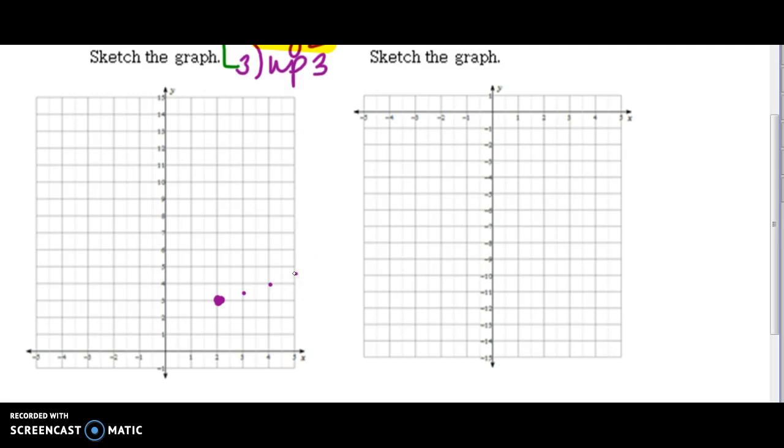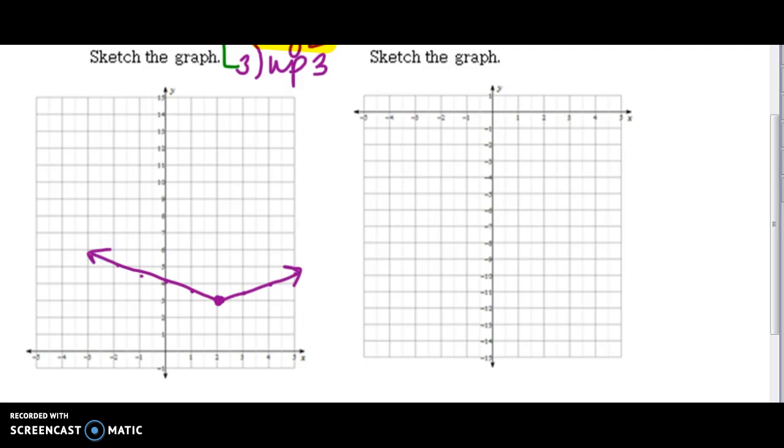Go back to your main point and go left, left, up 1/2, left, up 1/2, left, up 1/2. And I would do that till I have several that I can connect. And then draw your line. Okay, so that's what that one looks like.